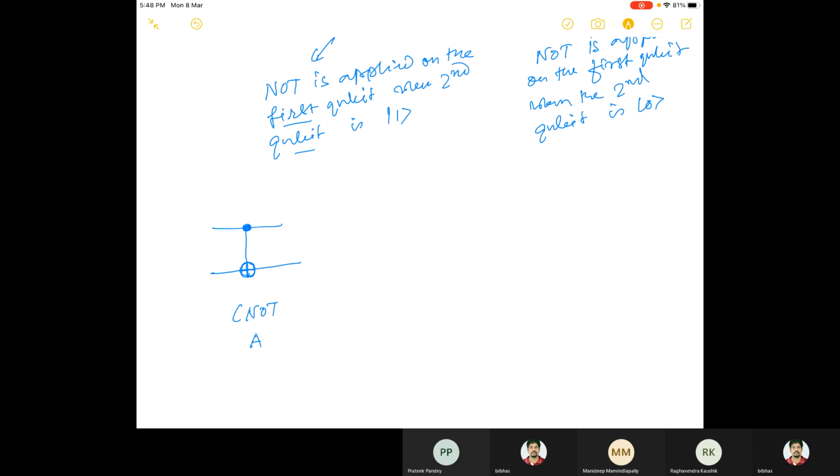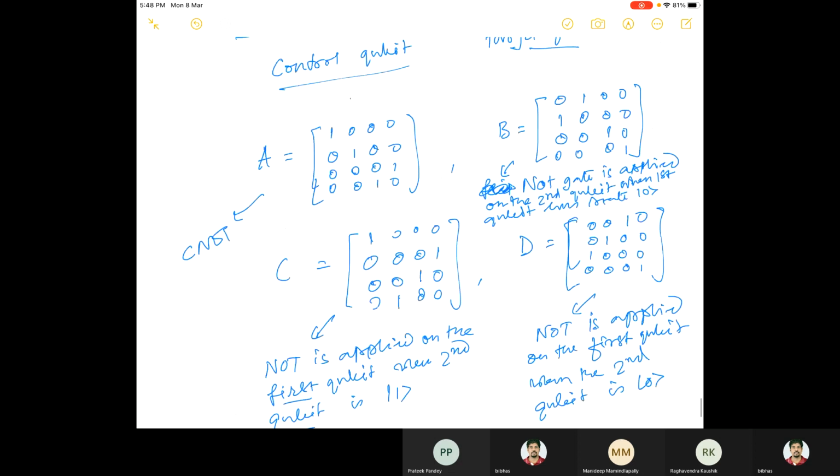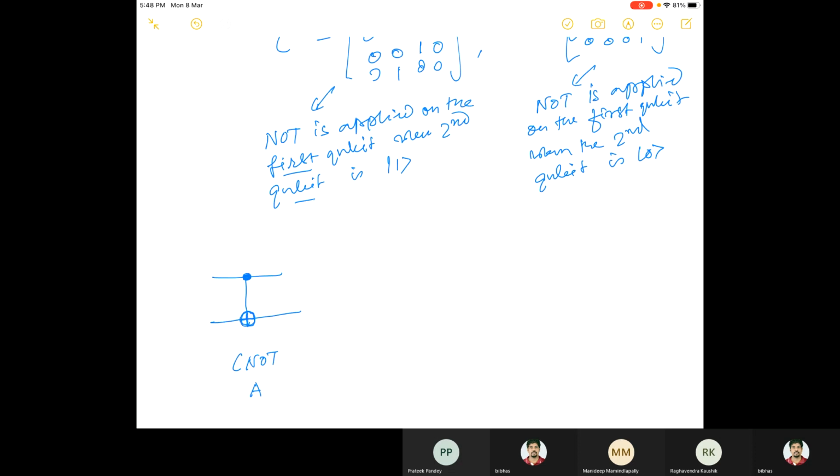Similarly, if I want to write B, the generalized gate, what does it do? NOT gate is applied on the second qubit when the first one is 0. So I have to use a different icon for this. Zero means this is the blank one, not fully filled out with black color. So here I will have this. This is the gate B, the generalized C-NOT gate.